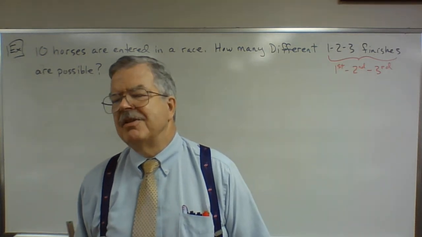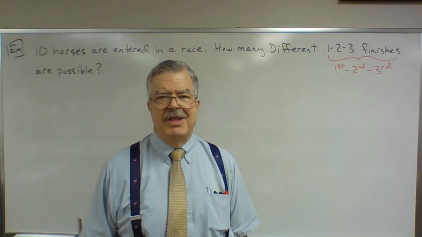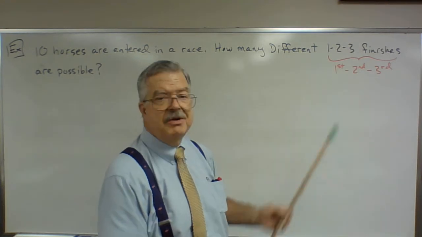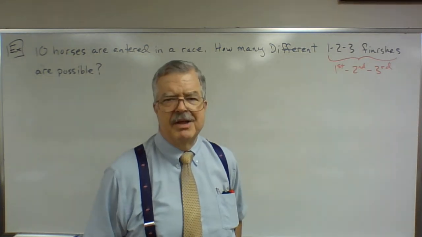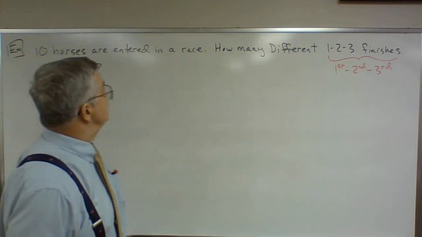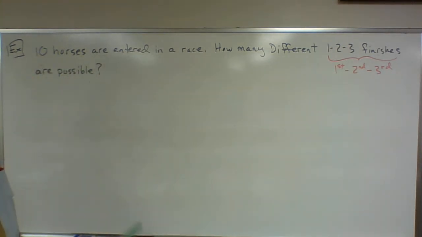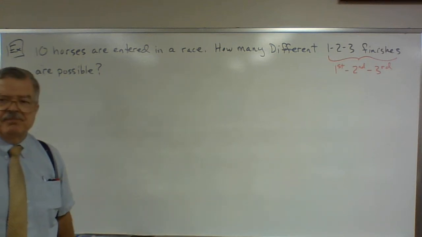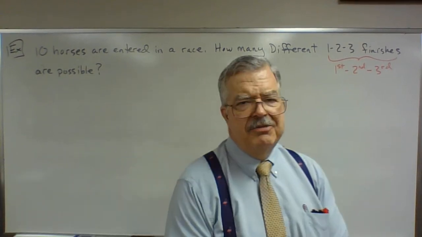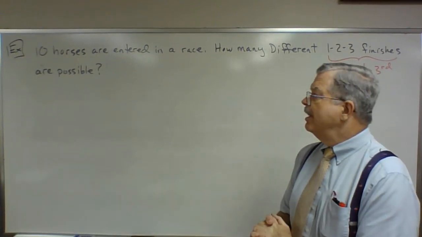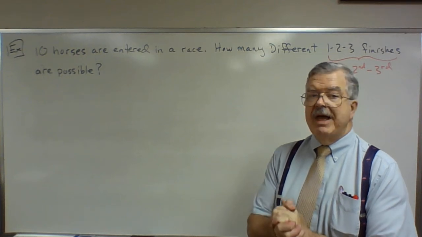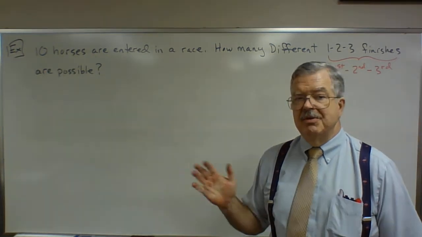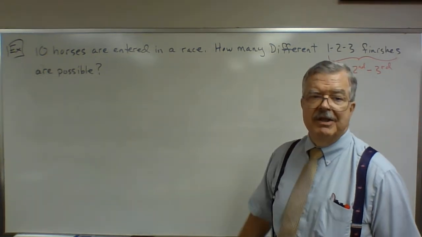So in such a case, people who are interested in the outcomes of horse races are only concerned with 1, 2, 3 finishes. They're not concerned with anything else. So this is a relevant question. 10 horses are entered in a race. How many different 1, 2, 3 finishes are possible? And I think we should do this two different ways. We'll do it without using permutations. And then we'll introduce a rule using permutations that will allow us to get the same result.